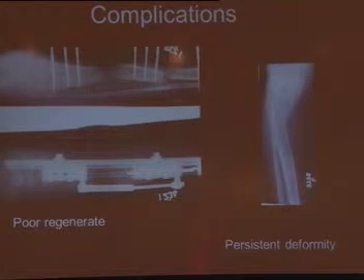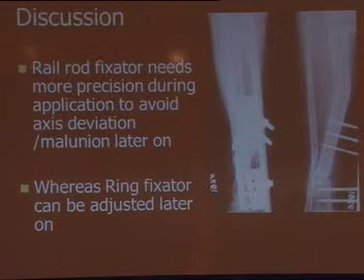In the complications, one patient in the rail fixator group had poor regenerate and deformity persisted. In the discussion, the rail fixator needs more precision during application to avoid axis deviation or malunion later on, whereas the ring fixator can be adjusted.